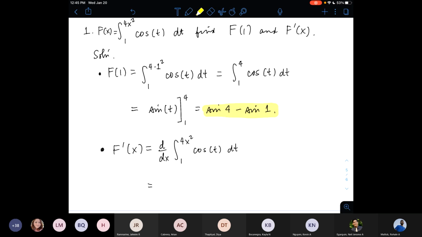Here, we check if we can apply the first fundamental theorem. Lower bound is a constant, upper bound is a function, but it doesn't match the variable of differentiation. So keep in mind, we need to apply the chain rule here. So basically what we do, copy the integrand, but evaluate it at the upper limit, 4x squared, times the derivative of the upper limit. The upper limit is 4x squared, the derivative is 8x. So this is our final answer.